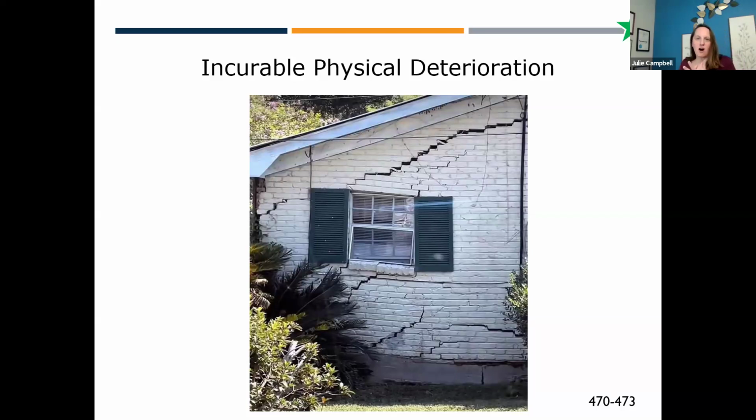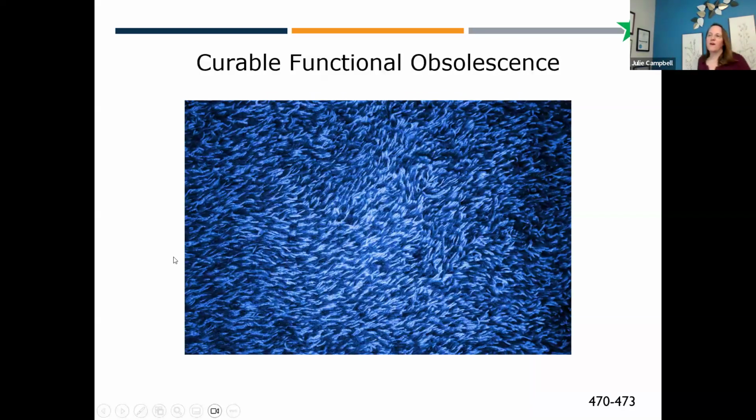Then we have functional obsolescence. Functional obsolescence are kind of changes in styles, changes in patterns, different things come and go. Curable functional obsolescence, again, it's an outdated design, but it can be fixed. Shag carpet, making a comeback. My bedroom growing up had blue shag carpet. I wished it looked this pretty.